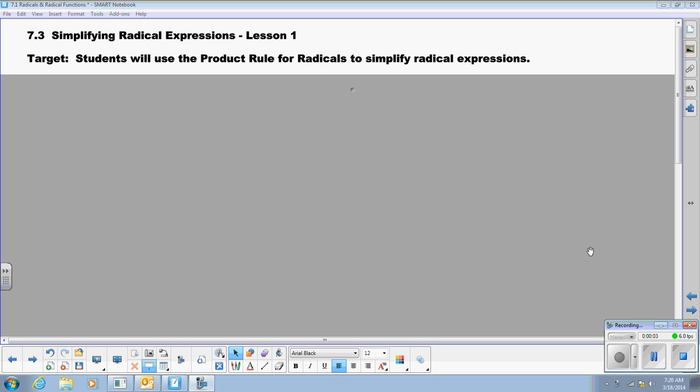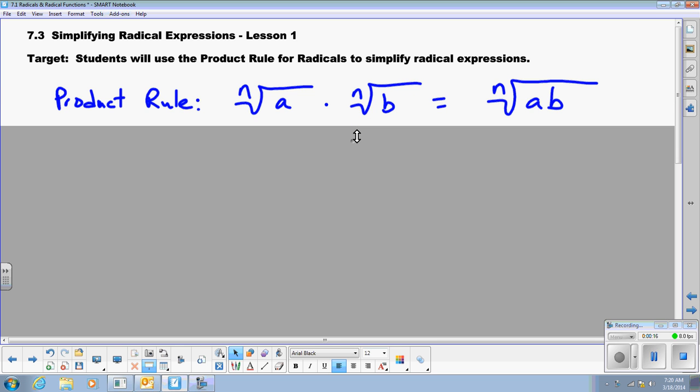Chapter 7, Lesson 3, Simplifying Radical Expressions, Lesson 1. First of all, in this lesson, we're only going to be using what we call the product rule for radicals, and we'll use this product rule to simplify radical expressions. So the product rule itself looks like this.